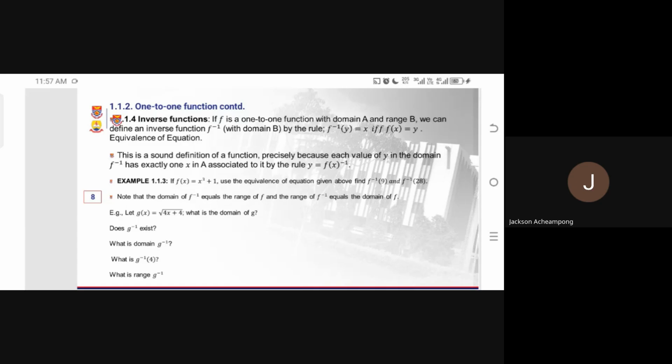So let's try the next one. Let's read something. Note that the domain of f inverse equals the range of f, and the range of f inverse equals the domain of f.